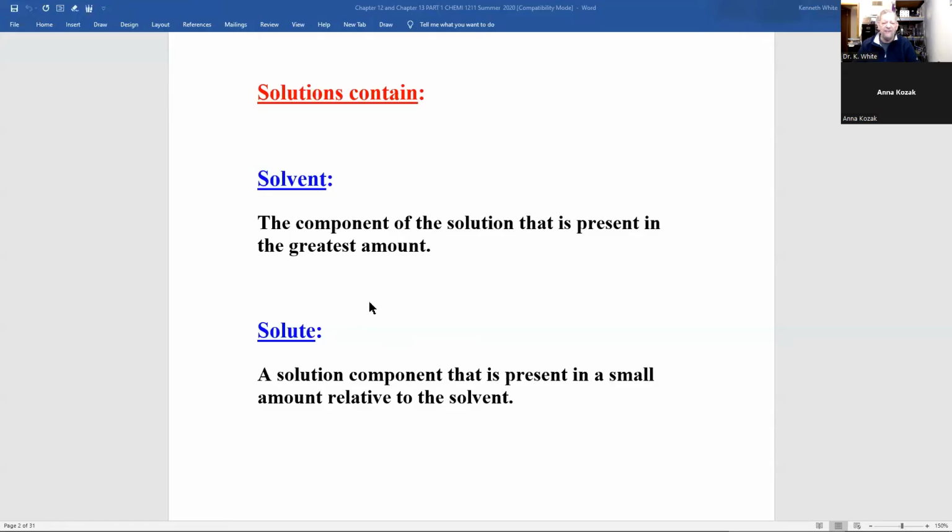Now, when we talk about solutions, there's two components or two things you should know. Does everybody see solutions contained on your screen now?